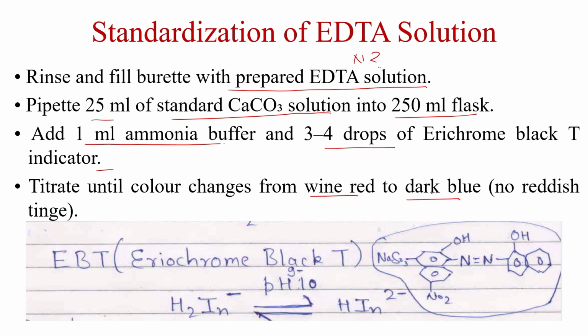Okay, so 25 ml of standard calcium carbonate solution, and then you add 1 ml of ammonical buffer. The reason for the ammonical buffer I've told you. Then add 3 to 4 drops of Eriochrome Black T indicator. You will titrate until your wine red color changes to dark blue.